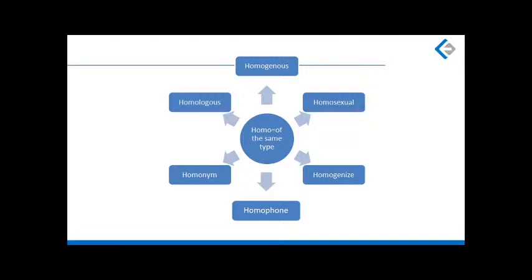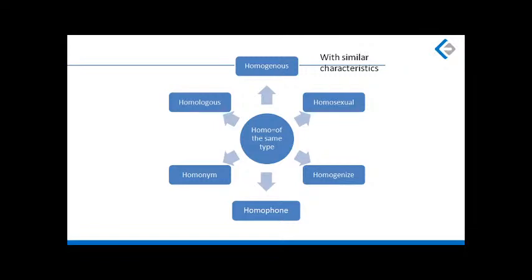Next root, homo, of the same type. So many words that you know from the word homo. So homo sapiens sapiens. Why are we called homo sapiens sapiens? Because sapiens is the scientific word. Homo because we look similar, because you don't just use homo for human beings, you use homo for other animals also. So you have homo, which means similar.